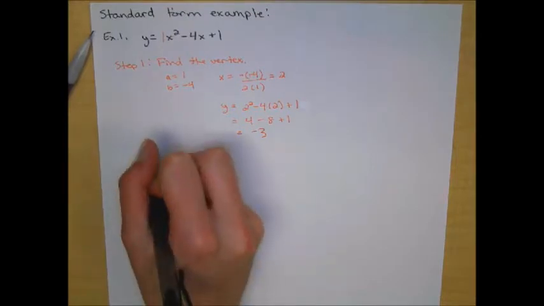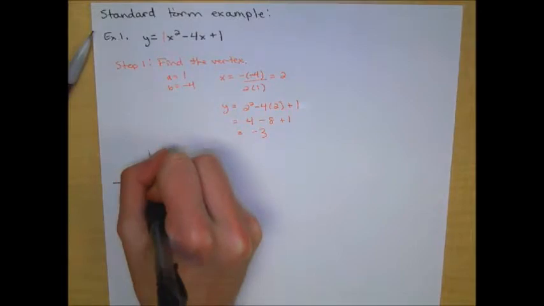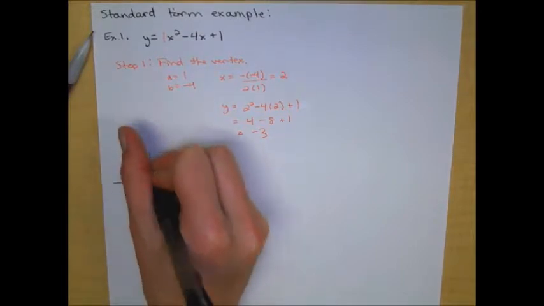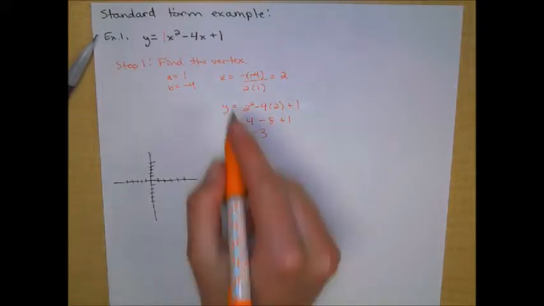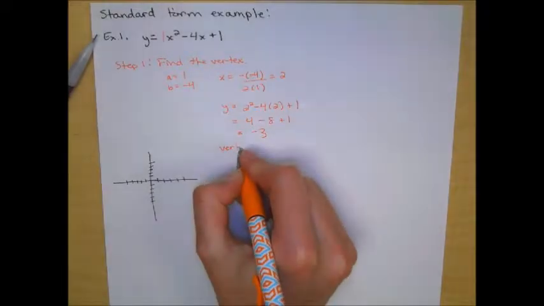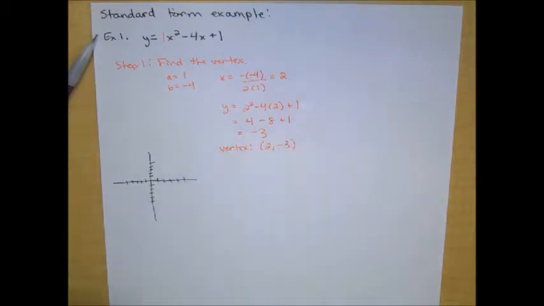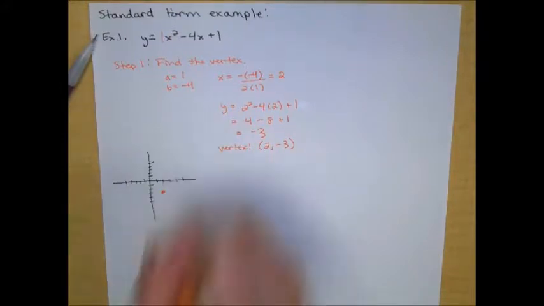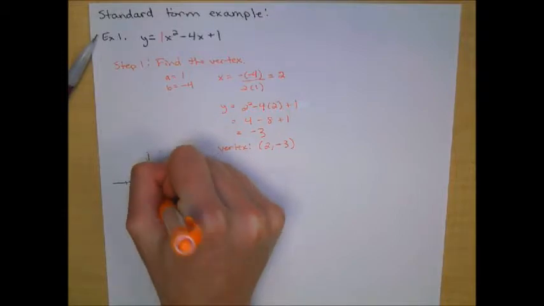Let's go ahead and plot this. When I make my graph, I typically do a 5 by 5 on my paper. This here tells us that our vertex is 2, negative 3. Let's plot 2, negative 3. And then we're going to imagine our axis of symmetry going through our vertex.